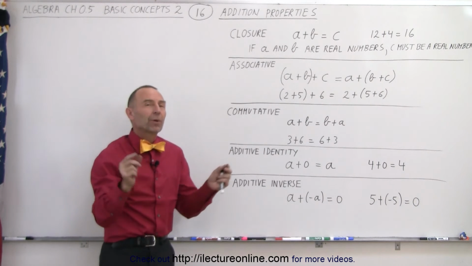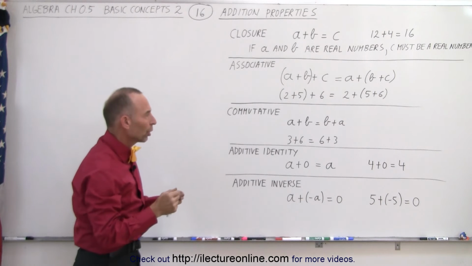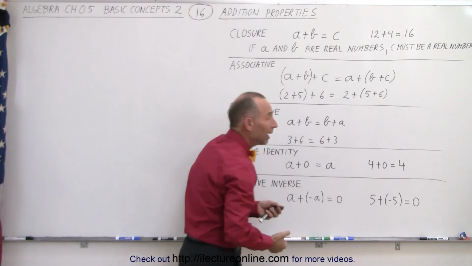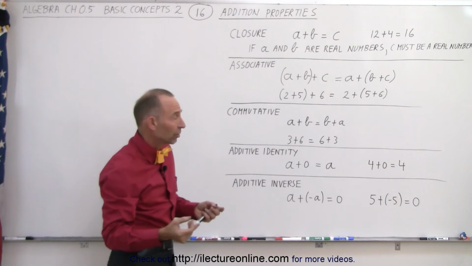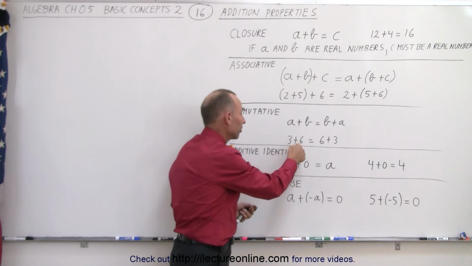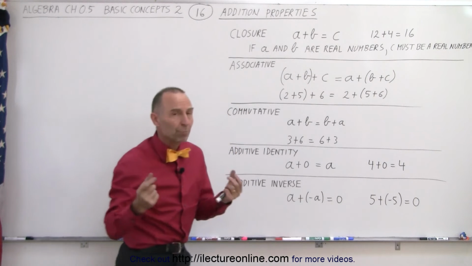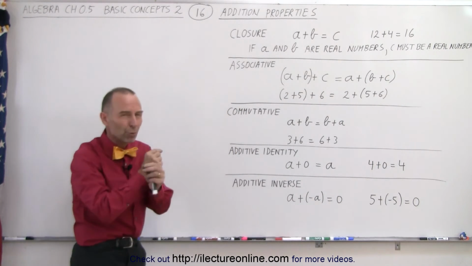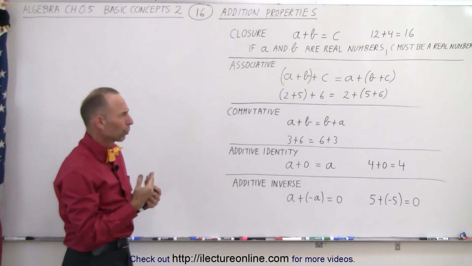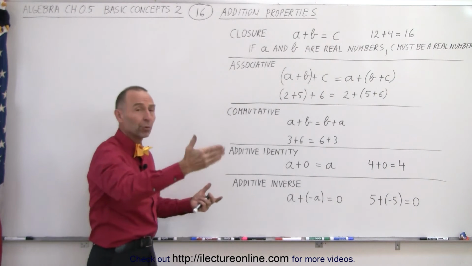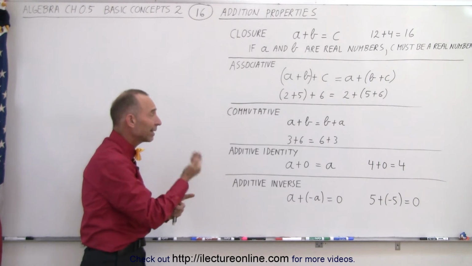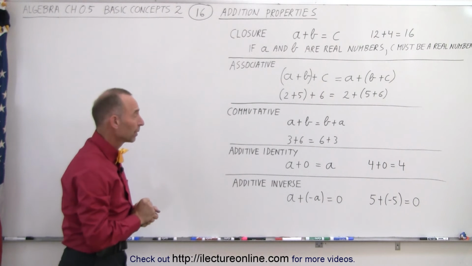Commutative property means that we can move things in order. In other words, we can write A plus B, or we can write B plus A, and that should be the exact same result. It doesn't matter if we go 3 plus 6 or 6 plus 3. In both cases, that adds up to 9, and that's called the commutative property. We can move things around. We can commute. The word commuting means driving to work or something like that. This simply means we can move things around and we get the same result when we add them.